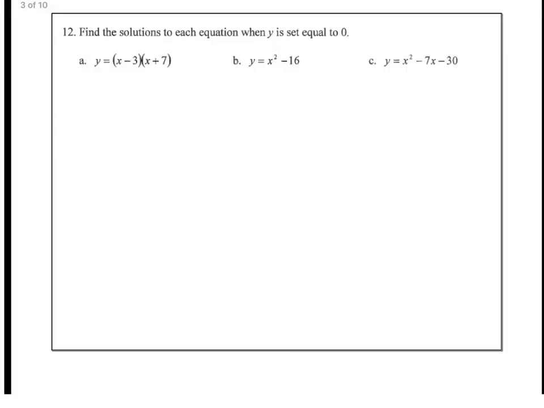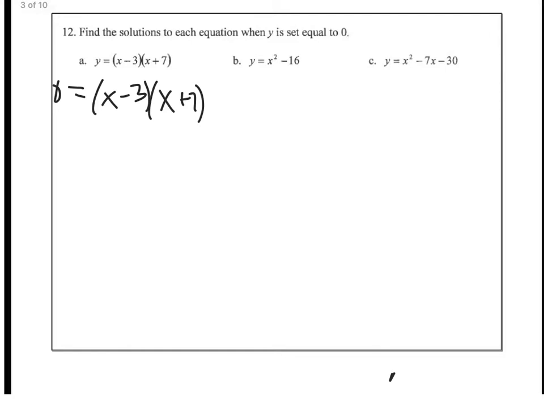Okay, let's get started. Find the solutions to each equation when y is set equal to 0. So right away they're saying set y equal to 0. Okay, so then I have 0 is equal to x minus 3 and x plus 7. That's what we're doing when we solve a quadratic. We're saying what is x when y is 0. So we're trying to get 0 for y.